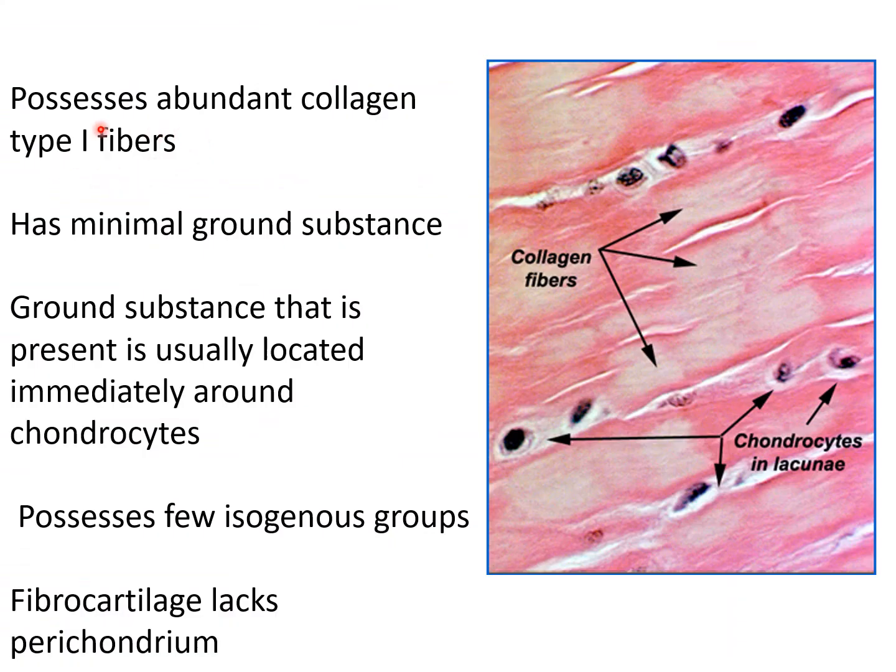So the fibrocartilage possesses abundant type 1 collagen fibers as well as collagen type 2 fibrils. It has minimal ground substance. The ground substance is usually located in the vicinity of the chondrocytes, which are usually singly placed, but at times they may form isogenous cell groups also. The round nuclei of the chondrocytes help us to differentiate the chondrocytes from the fibroblasts. Another very important thing to remember with the fibrocartilage is that it lacks perichondrium.